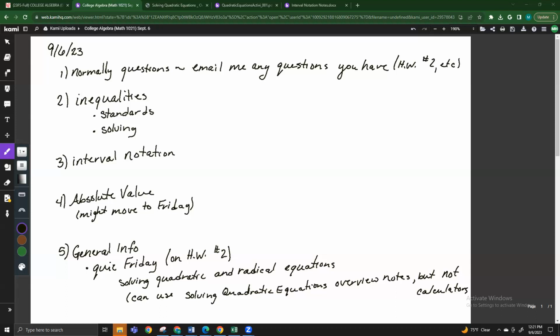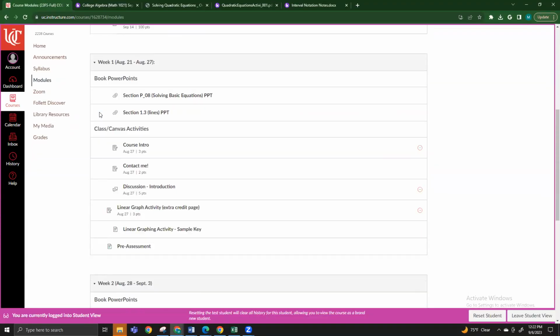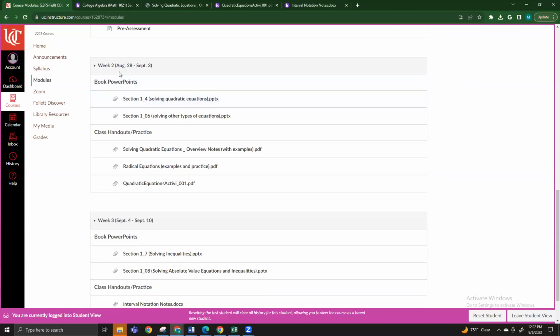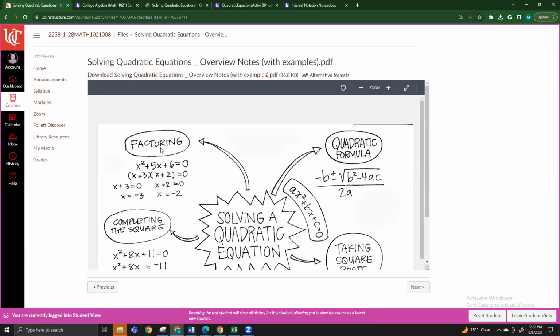So first things first, I do want to look at our Canvas class. In modules, the sheets that I'm referring to in our notes are in week 2. The first one is the solving quadratic equations overview notes. You can take this or write it down. This is what I'm going to let you use on your quiz on Friday.